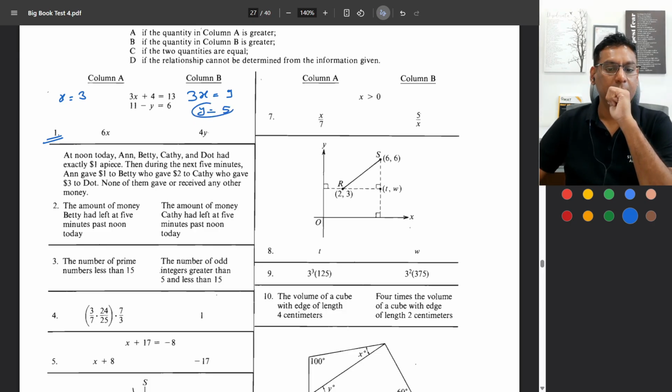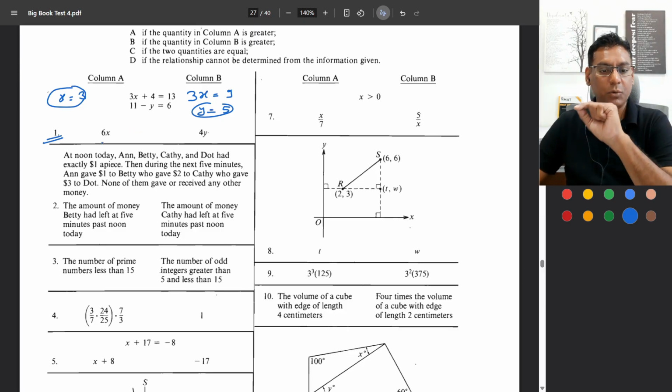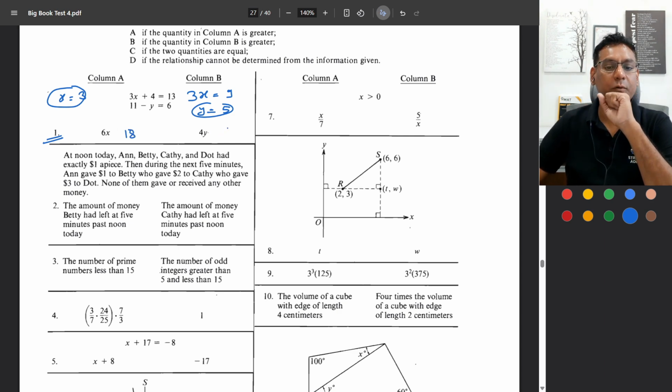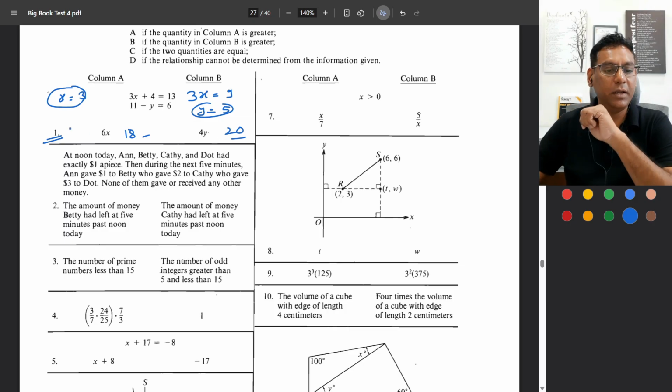Correct? Let's verify these numbers. Always verify. If 3x is 9 plus 4, 13, yes, that's making sense. 11 minus 5 is 6, that's making sense. Okay, but I don't have to compare x and y. Be very careful. I have to compare 6x and 4y. So 6x is 3 sixes are 18, 4y is 4 fives are 20, right? So I have to compare between 18 and 20. Obviously the answer is going to be answer choice B.